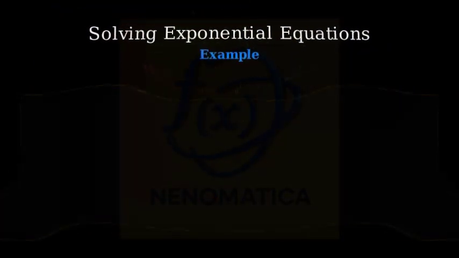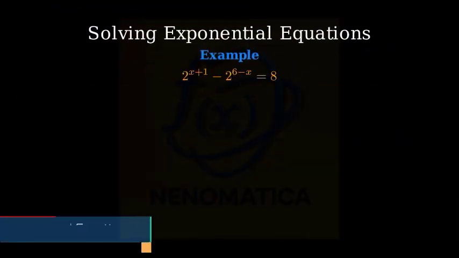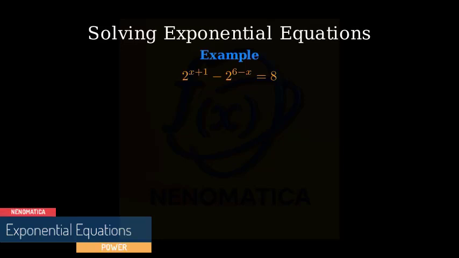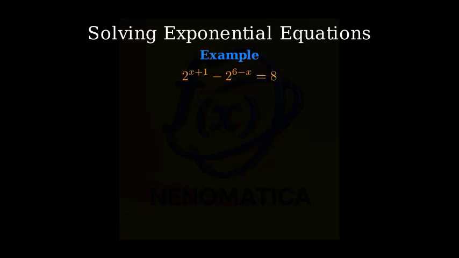We need to solve the equation 2 raised to the power of x plus 1 minus 2 raised to the power of 6 minus x equals 8. The first step is to rewrite the equation using the laws of exponents. We can rewrite 2 to the power of x plus 1 as 2 to the power of x times 2 to the power of 1.